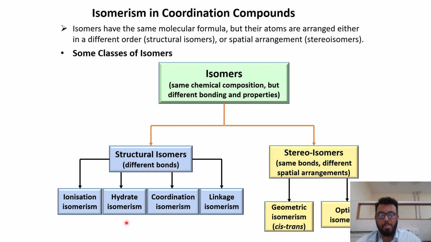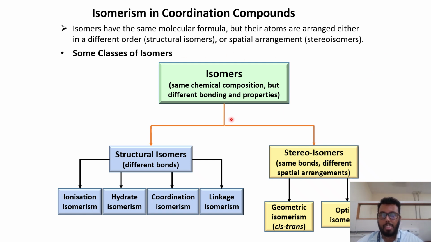In this lecture, I am going to cover isomerism in coordination compounds. As you know, isomers have the same molecular formula and their atoms are arranged either in a different order, which means a different fashion, which leads to structural isomers. Also, these atoms can be arranged in a different spatial orientation or spatial arrangement, so that leads to stereoisomers. These two categories we will discuss in this lecture.